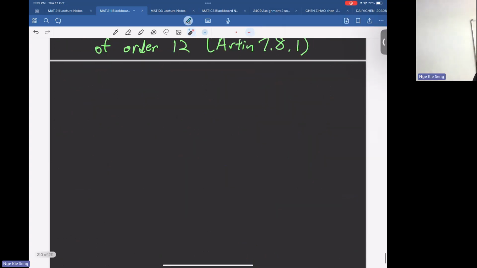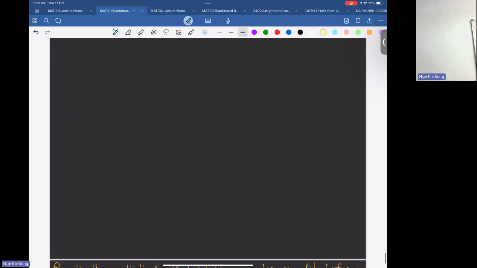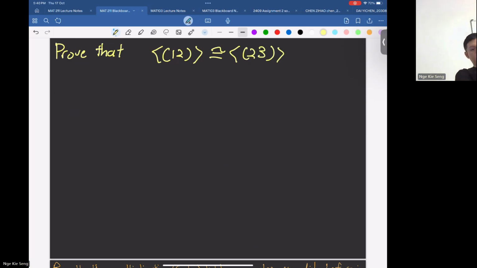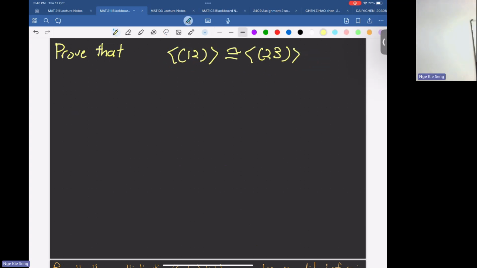So for example, let's prove some easy statement here. Prove that the group generated by (1 2) is isomorphic to the group generated by (2 3). Okay. So what can you see from these two? I mean, what is (1 2) here? I can really see it as S2.